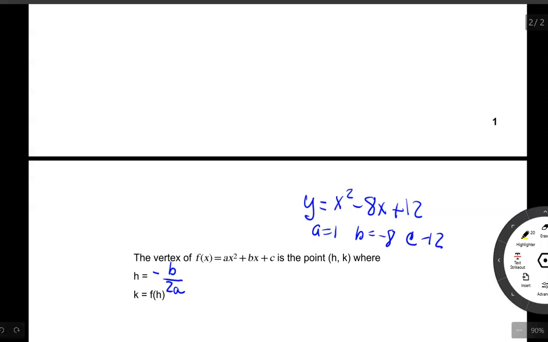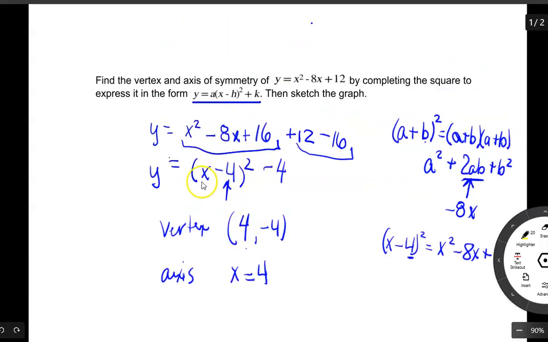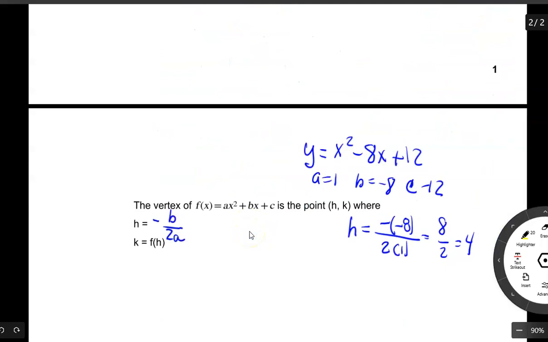So this formula would tell us that h is equal to negative b. B is negative 8, so that'd be negative negative 8 over 2 times a. So we get 8 over 2, or 4. And if we go back up here, when we did the whole thing of completing this square, what did we end up with? H equals 4. So this is kind of a shortcut way to get h.